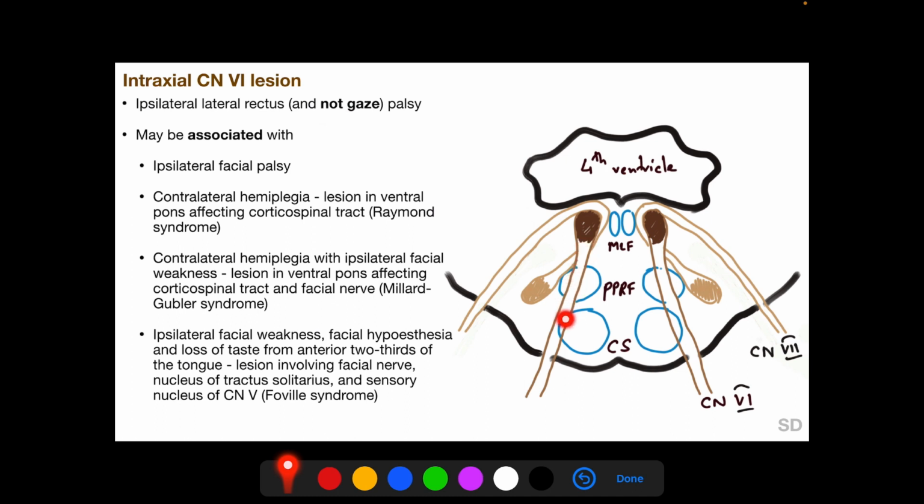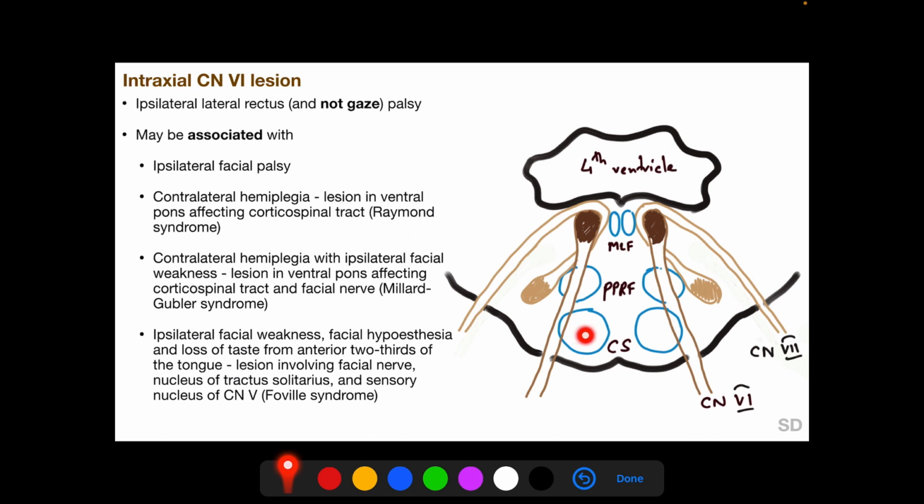The lesion involving the intraaxial portion of the 6th cranial nerve may also involve the surrounding structures. If the facial nucleus or the facial nerve is involved along with the intraaxial portion of the 6th cranial nerve, we will have an ipsilateral facial palsy along with an ipsilateral abduction deficit. If the corticospinal tract is involved along with the intraaxial portion of the 6th cranial nerve, we will have contralateral hemiplegia along with ipsilateral abduction deficit called Raymond syndrome.